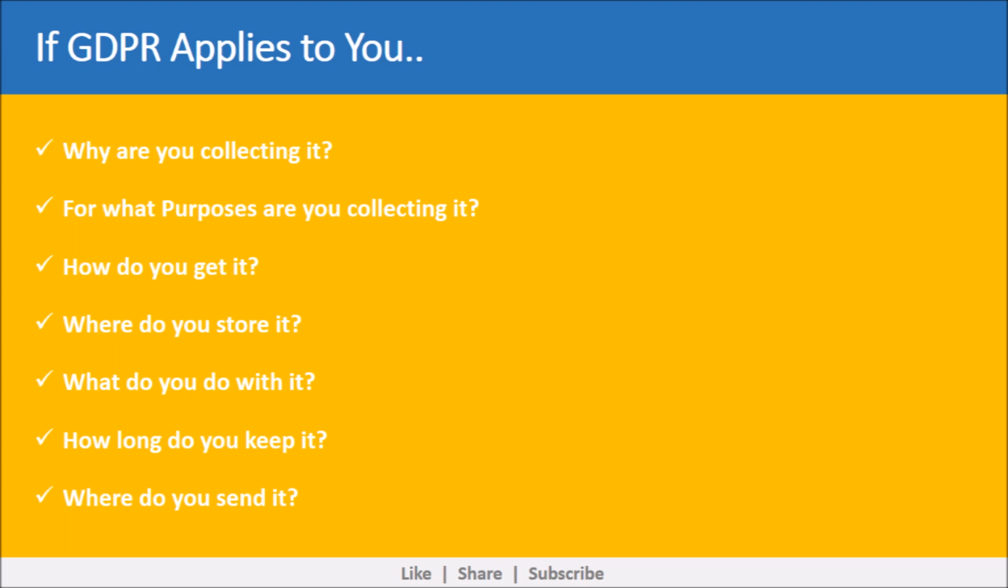Why are you collecting personal data? For what purposes are you collecting the data? How do you get the data? Where do you store it? What do you do with it? How long do you keep it? Where do you send it?